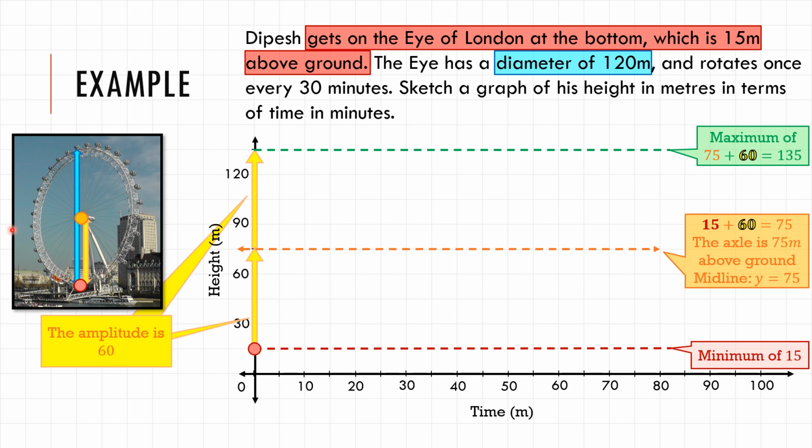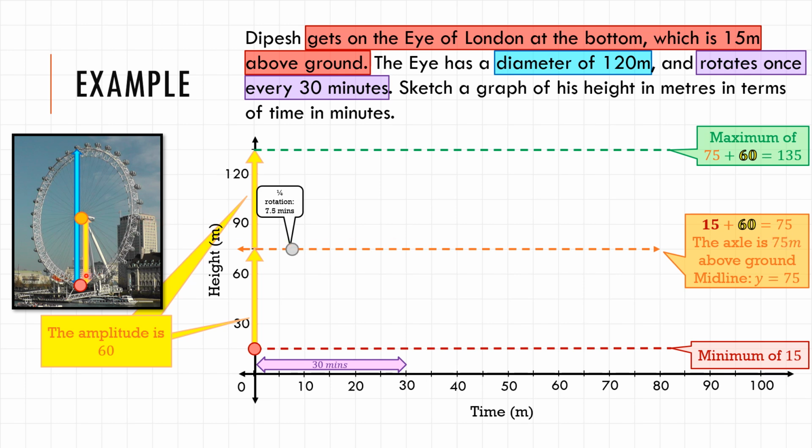Now, a complete rotation happens every 30 minutes. So if he starts here, after 30 minutes, he will go all the way around and he'll end up right back where he started. A quarter of the way through, so if he goes from here up to here, that will take him a quarter of 30 minutes. 30 minutes divided by 4 is 7.5. So after 7.5 minutes, his height is the same as the center axle, which is 75 meters.